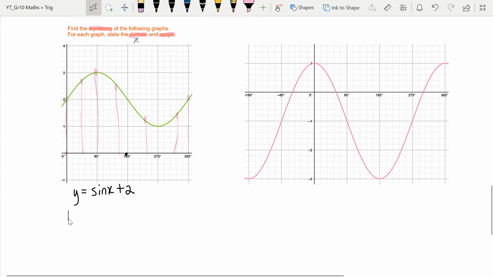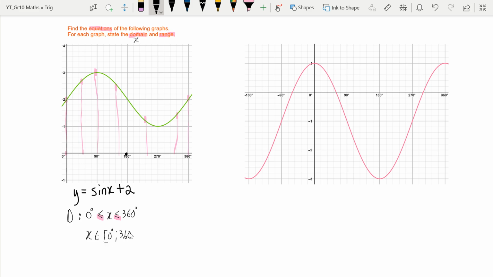So for our domain, x must be smaller than 360, but it must be bigger than 0. And I am including my 0 and my 360 because there are solutions there. Some of you might write it slightly different. Some of you might write it as x is an element of, including 0 and going to 360, perfectly fine. So that would be the domain.